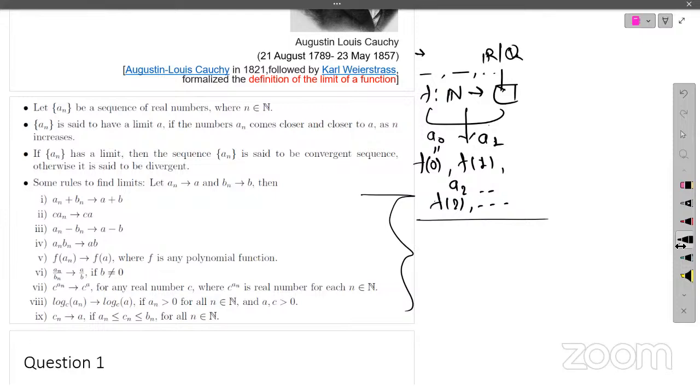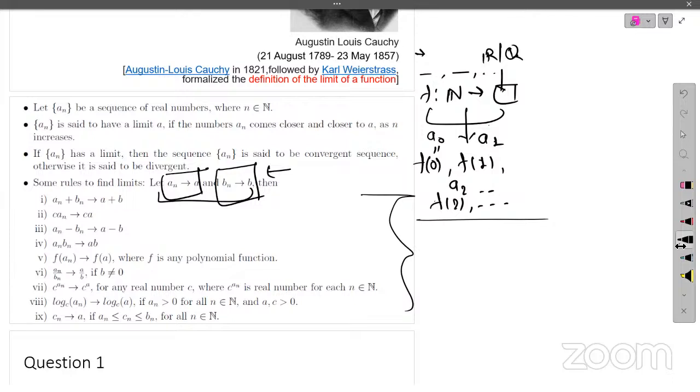It says that if we have sequences an and bn, and the sequence an is converging to a and the sequence bn is converging to b, then with the help of these two sequences, we can evaluate many other sequences if some arithmetic relation is there between an and bn. That means an plus bn or an minus bn and so on. So suppose an is a sequence converging to a, and bn is a sequence converging to b.